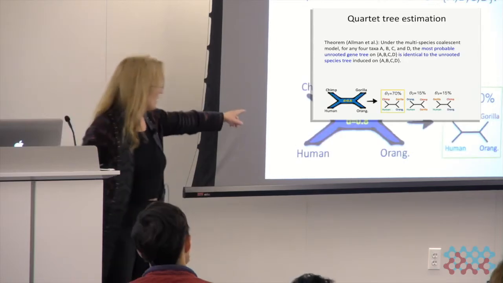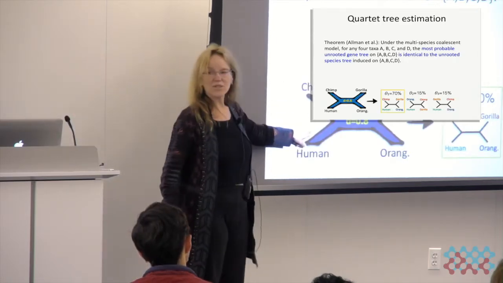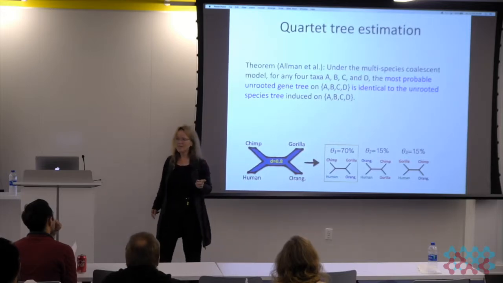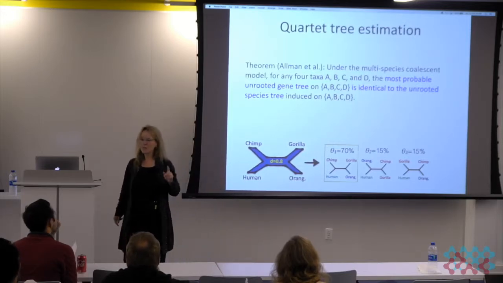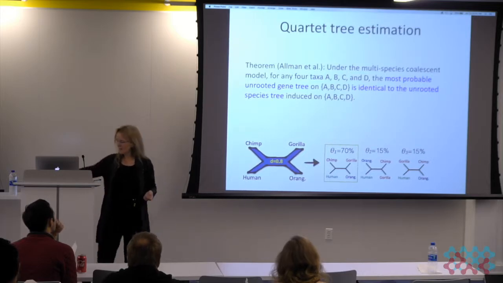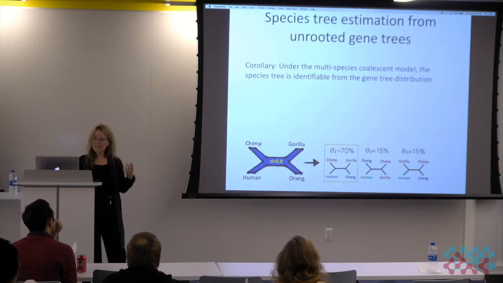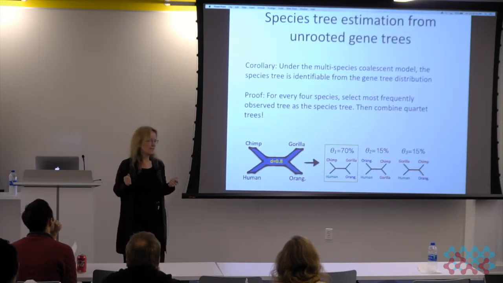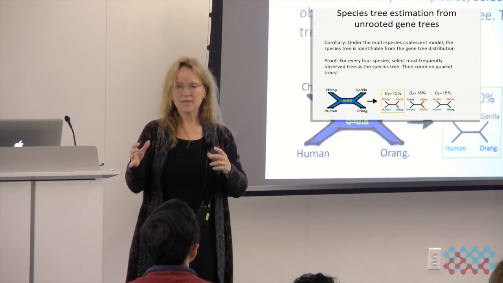And so again, if this were the 4-leaf species tree, it defines a probability distribution on gene trees, and you're just going to take the one that appears most often, and that's going to be a statistically consistent estimate. So that gives you a statistically consistent method for estimating any size species tree, okay? Quartet trees to species tree. Done.